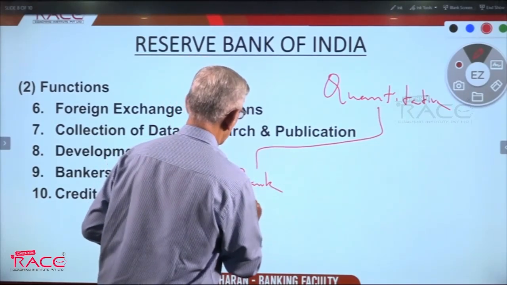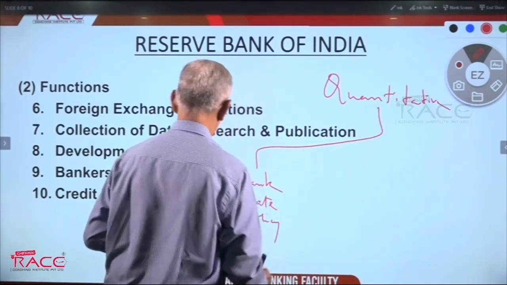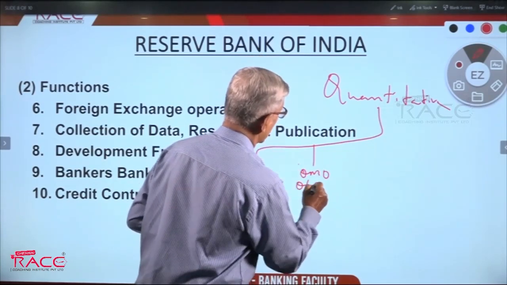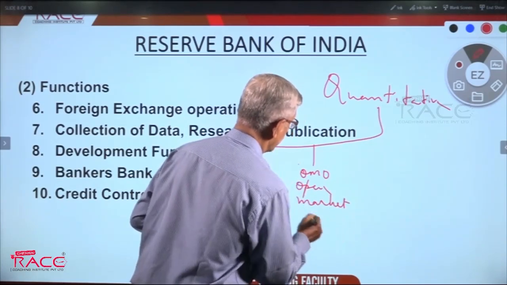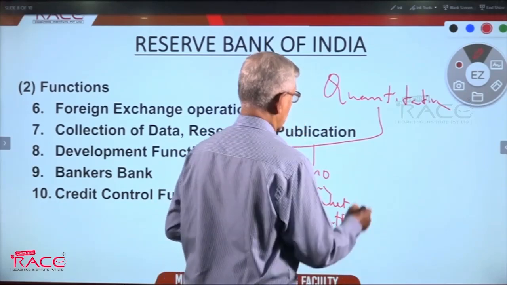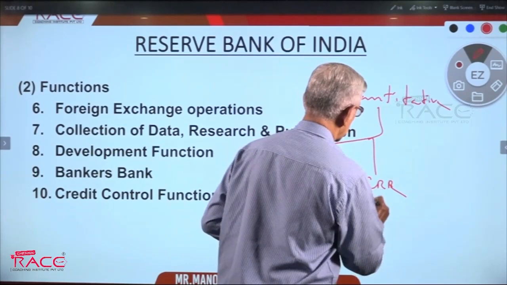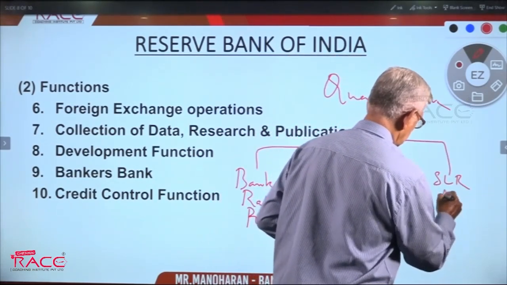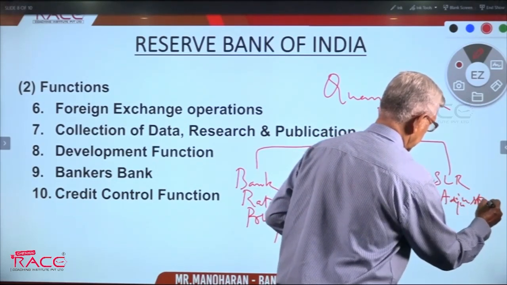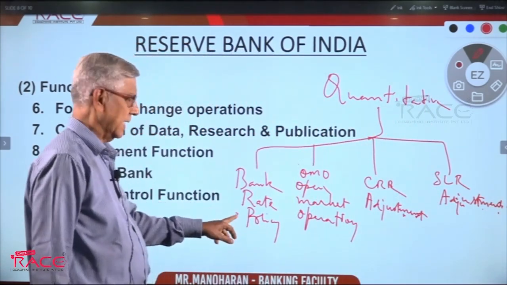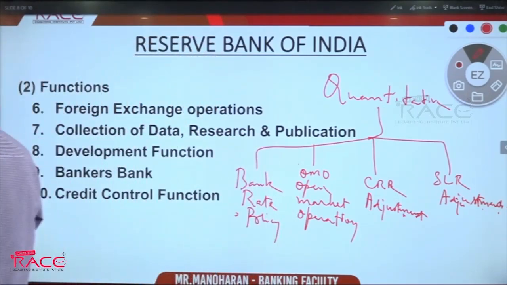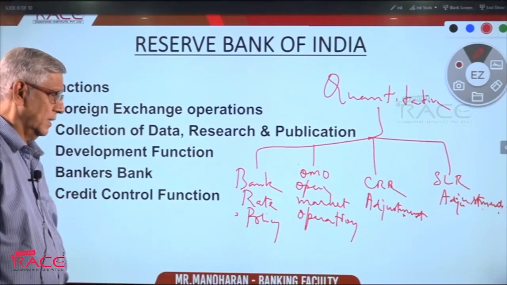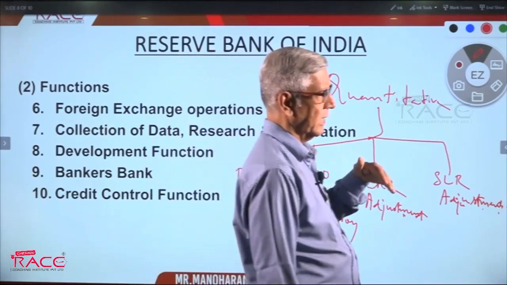Bank rate policy, open market operations, CRR adjustment, SLR adjustment. Bank rate is the rate at which central bank lends money to the member banks. By increasing the rate, RBI makes the money costly. It is dear money. So consequently, the bank increases the interest rate for the customers.